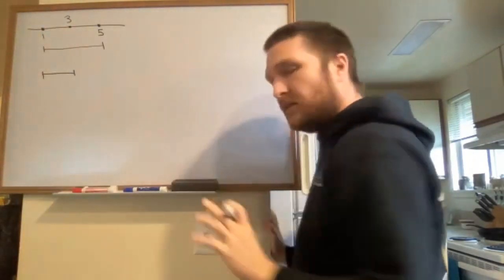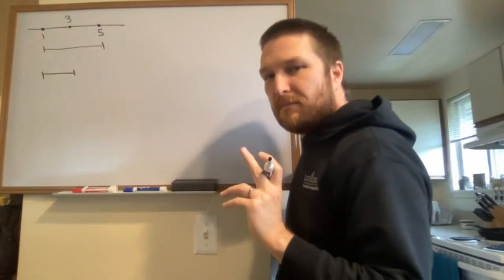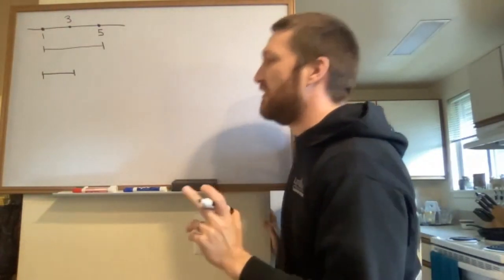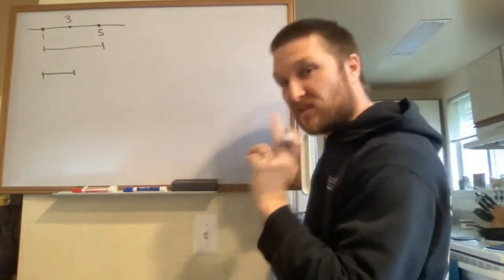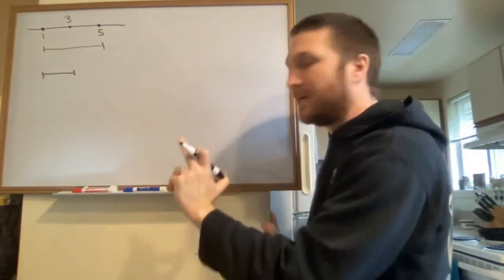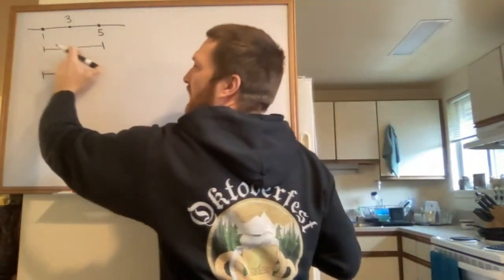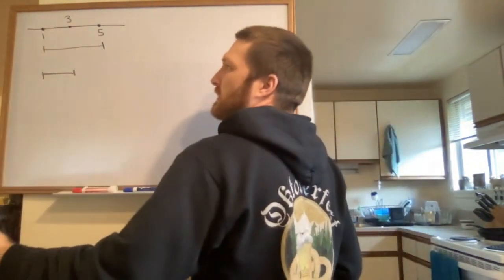But let's see if we can do this methodically, right? We want to see if our method of doing this, the way we did it before, is still going to work to get us to that middle point. So what was the first thing? I had to find the whole distance, and how do I calculate that whole distance?